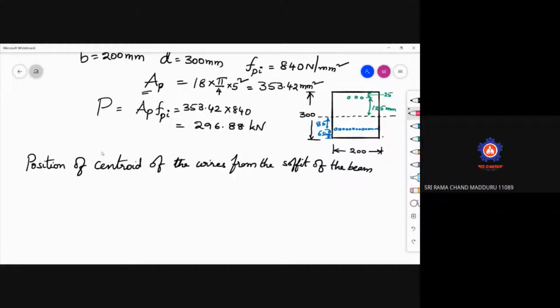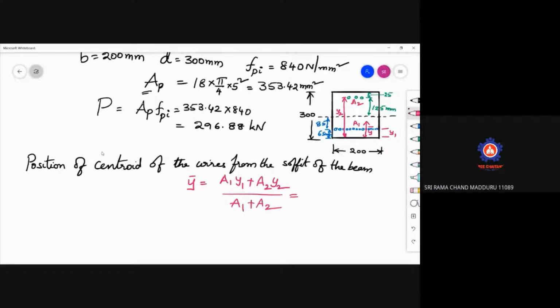If you remember, I can write down this one as y1, and from here to here you assume it as y2, and this you assume it as a2, and this 15 bars as a1. So from the soffit of the beam you are calculating the position y bar. Y bar is equal to a1 y1 plus a2 y2 by a1 plus a2.